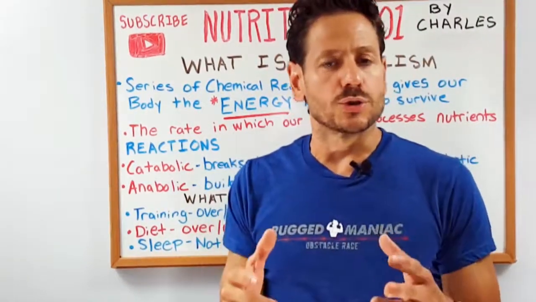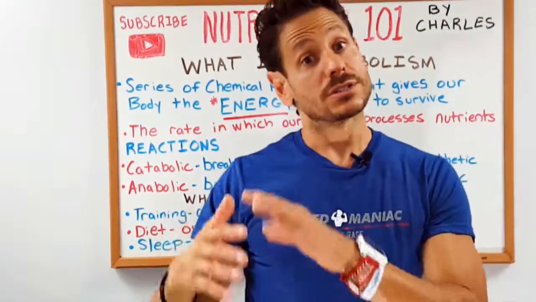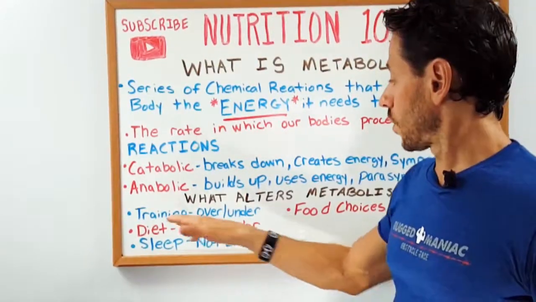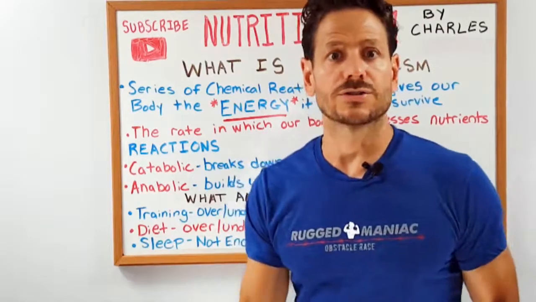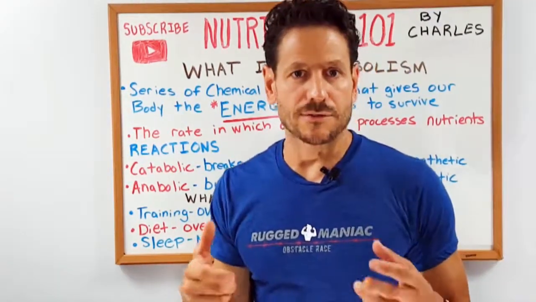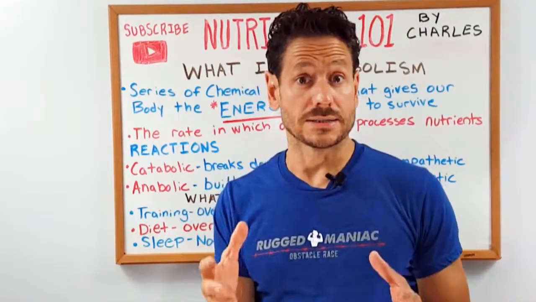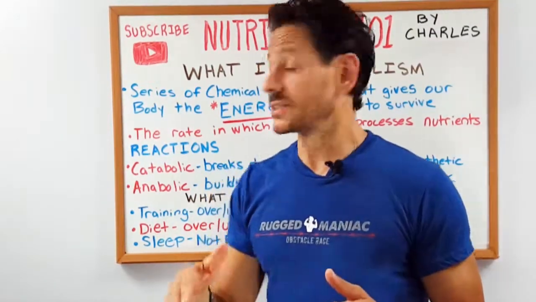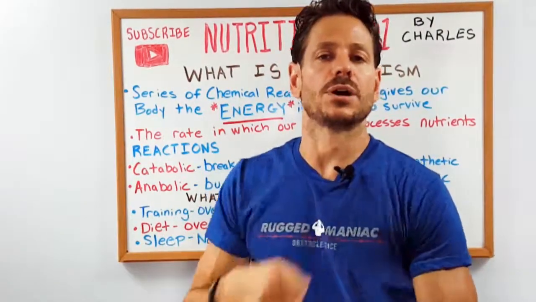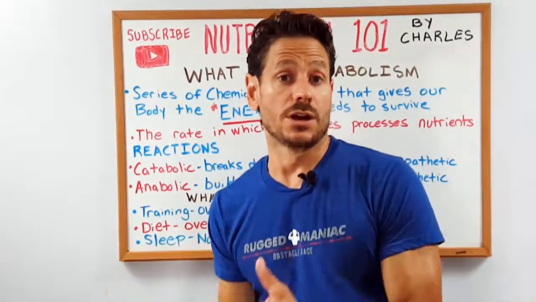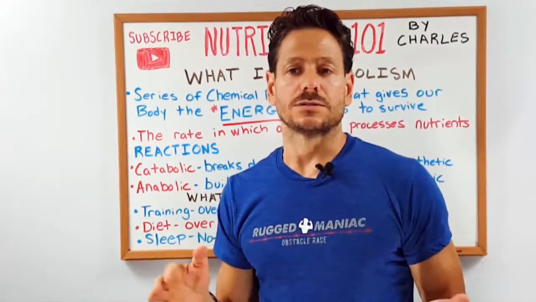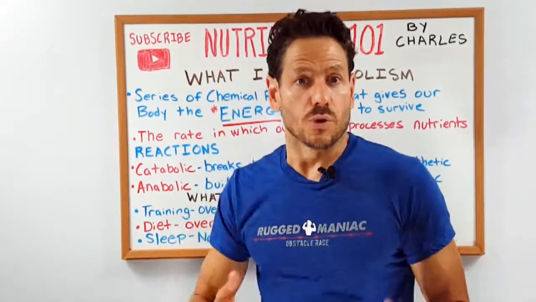So let's get right into what alters metabolism, and then you can understand these a little bit better. Training over or under. Overtraining is for people that train too hard, really thinking they're doing the right thing for their body, but not giving their body the proper rest. And then you're always in this breaking down stage, the catabolic stage, because you're always breaking down muscle. You might not be repairing it enough. You might not be sleeping enough. And so your body starts to plateau because we're overtraining.